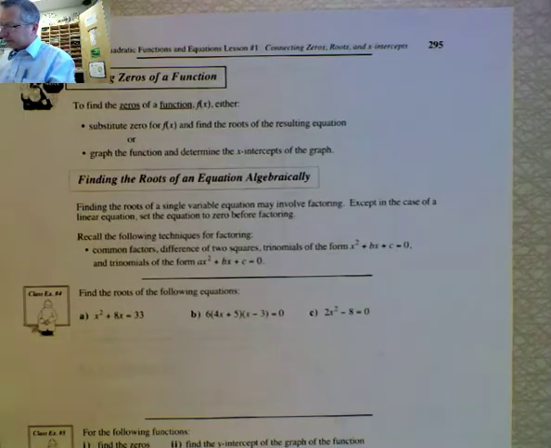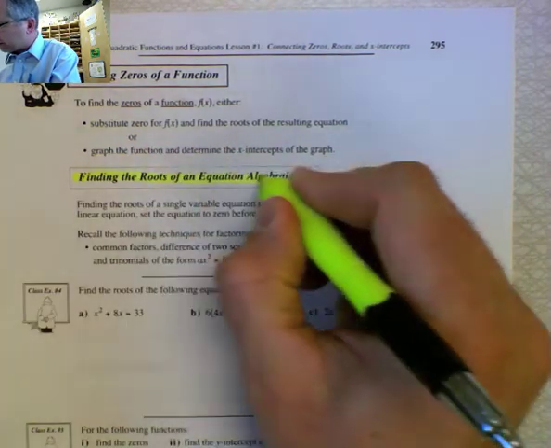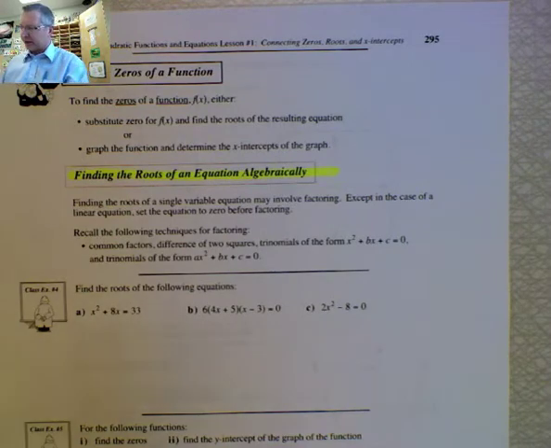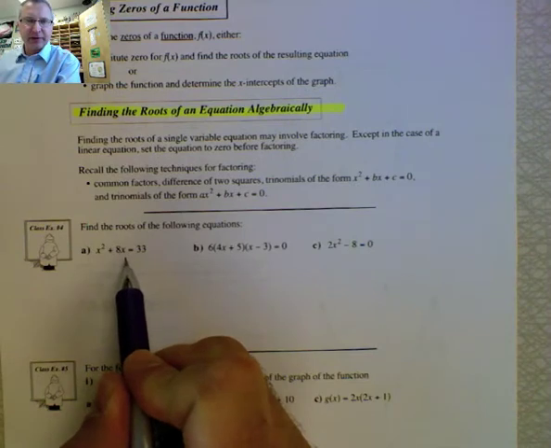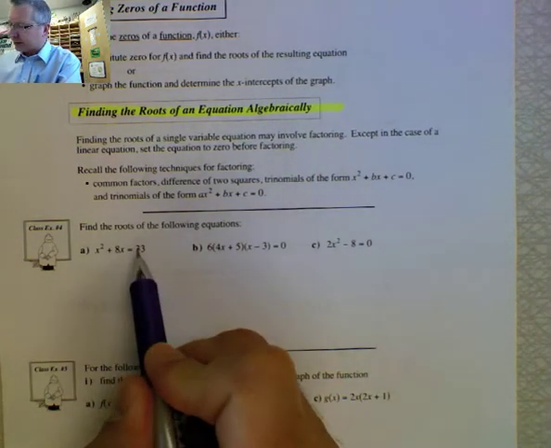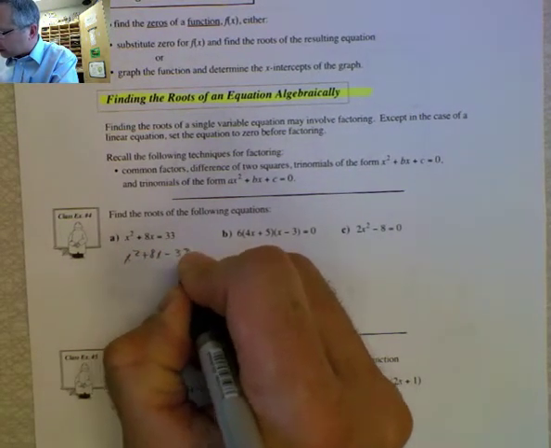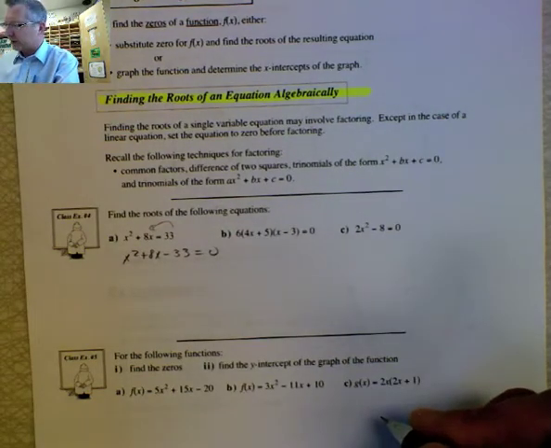Now, the big thing we want to be able to do is find the roots of our equation algebraically. And we actually did a little bit of that in the previous unit. Basically what you do is you factor this expression and then you solve for x. But before you can factor the expression, you have to actually set the expression equal to 0. So we need to subtract 33 and move it over to the left side.